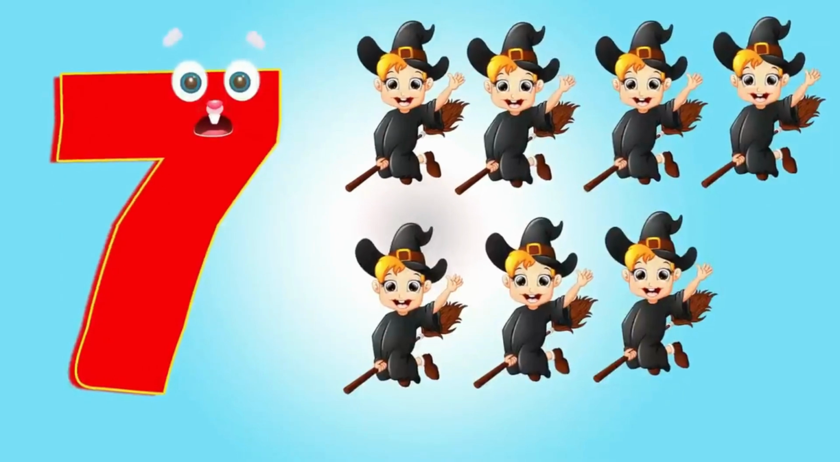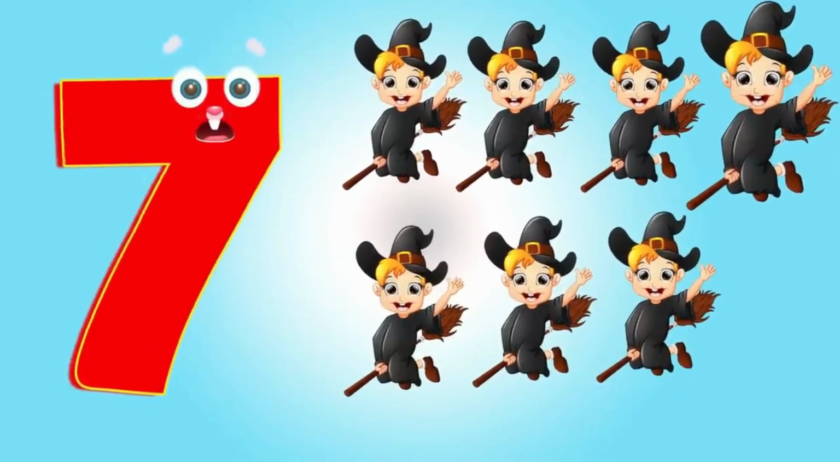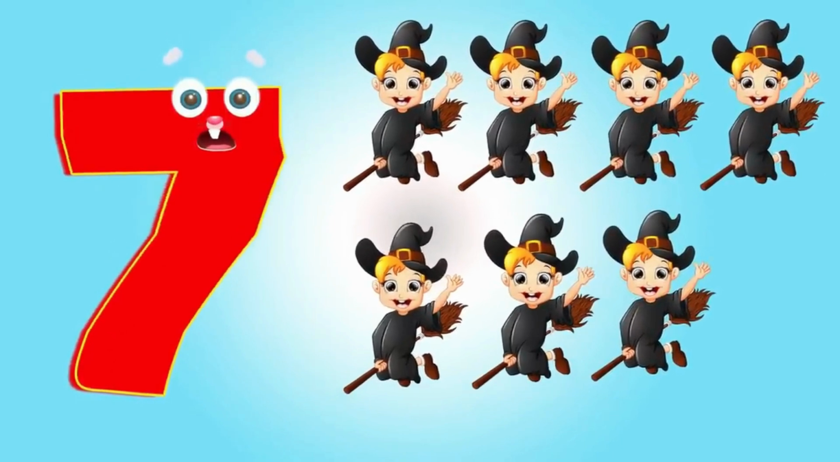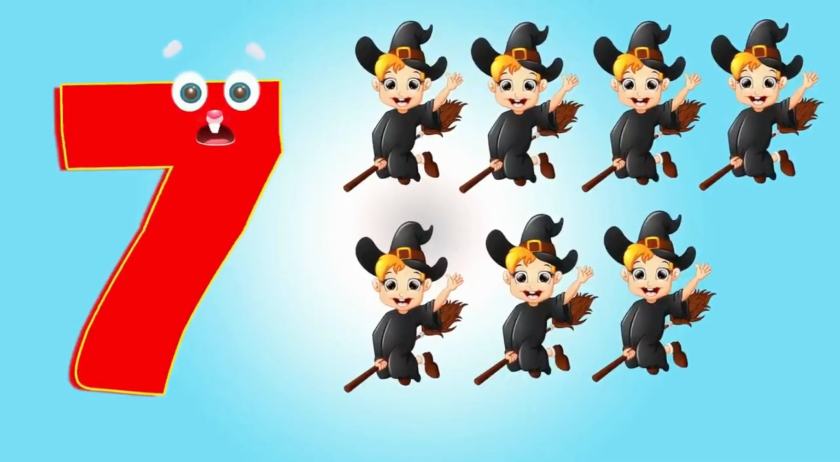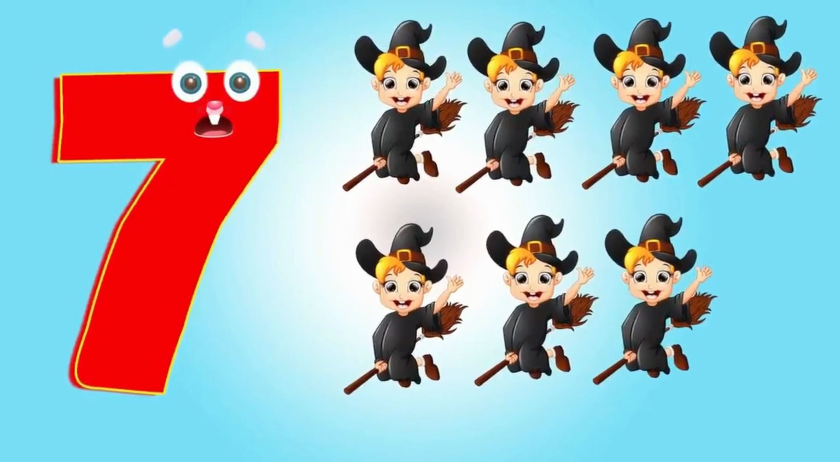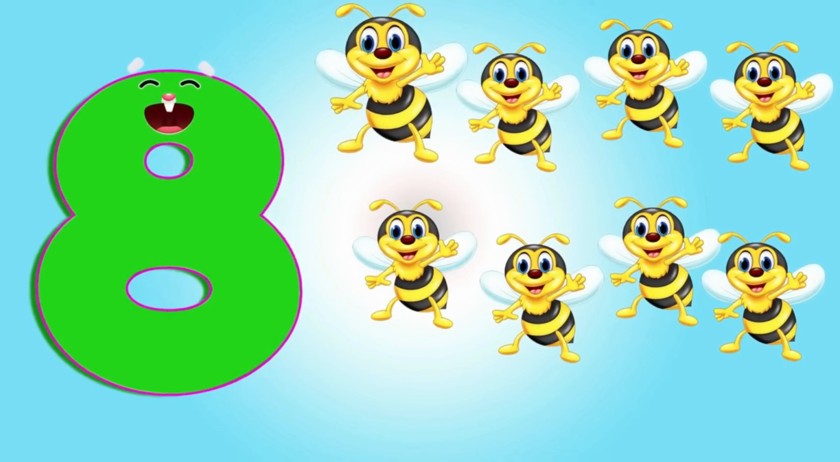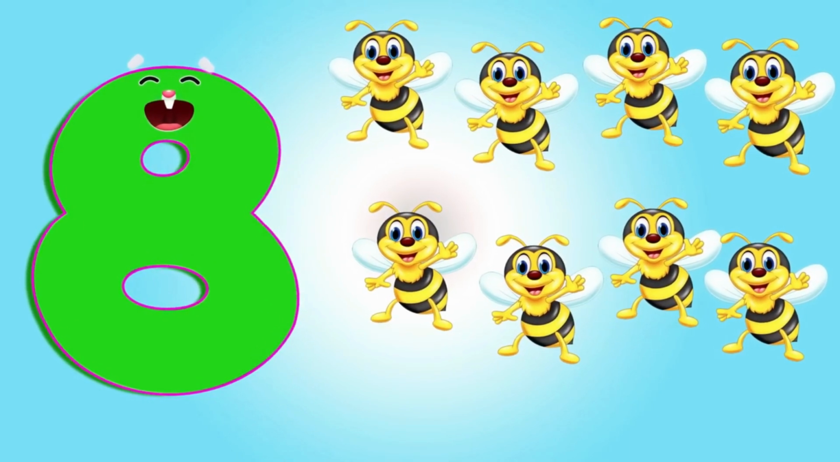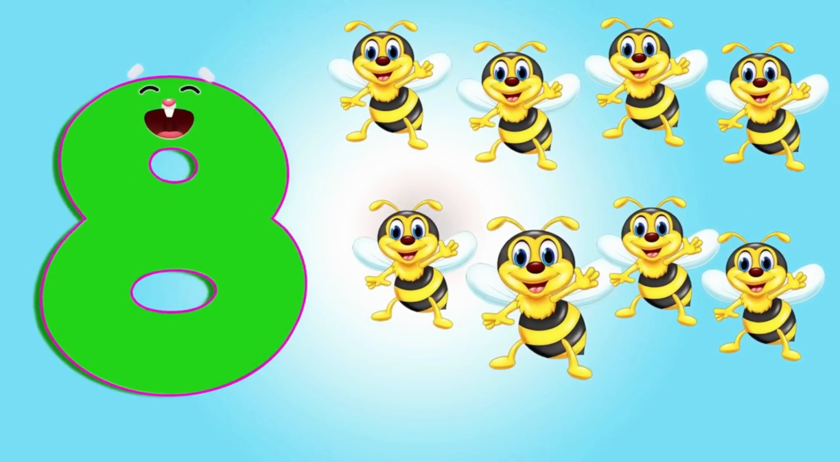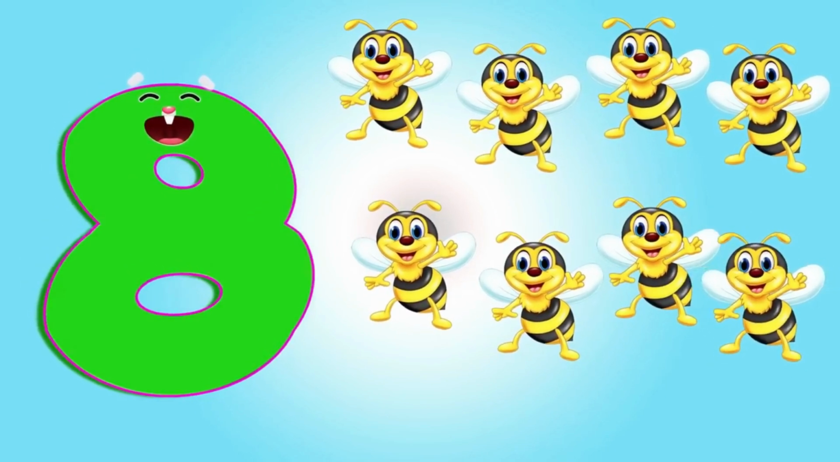This is number 7. There are 7 flying witches. 1, 2, 3, 4, 5, 6, and 7. Number 8 is this one here. There are 8 bees. 1, 2, 3, 4, 5, 6, 7, and 8.